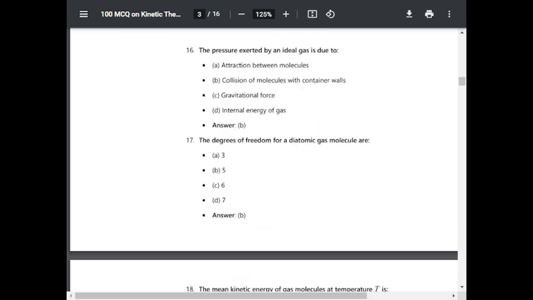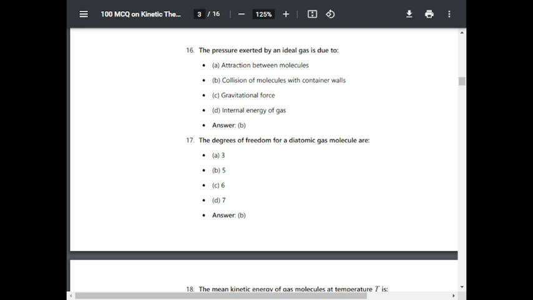Question number 16. The pressure exerted by an ideal gas is due to: option A, attraction between molecules; option B, collision of molecules with container wall; option C, gravitational force; option D, internal energy of gas. The correct answer is B, collision of molecules with container wall.